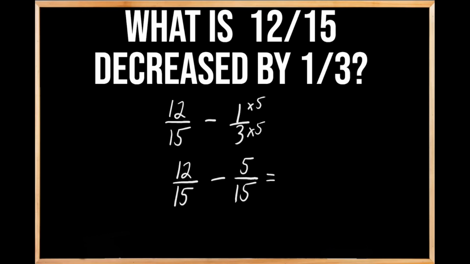Well, the value of our denominator is not going to change in our answer. It's still going to be in 15ths, but we are going to be subtracting our numerators here. And when we subtract 5 from 12, we get 7 for the fraction of 7/15. And since there's no common factor between both 7 and 15 other than 1, we're done. When we decrease the fraction of 12/15 by 1/3, we get the fraction of 7/15.